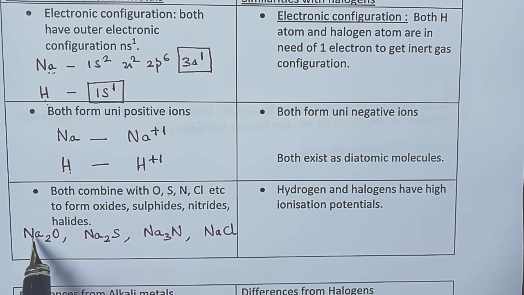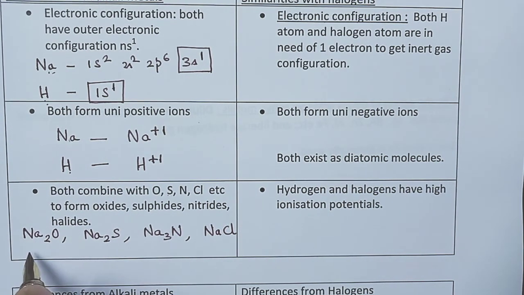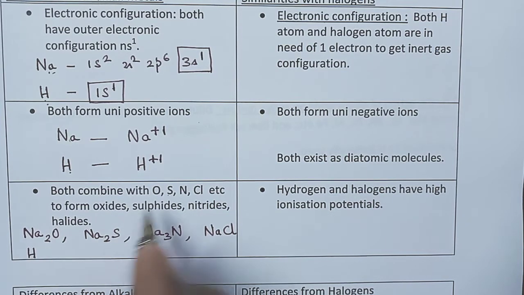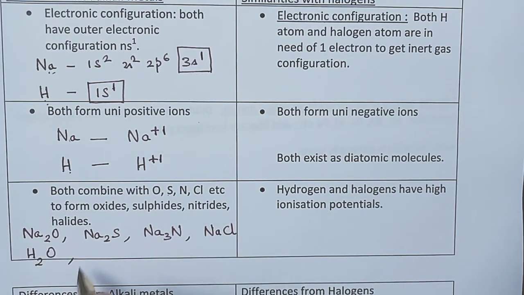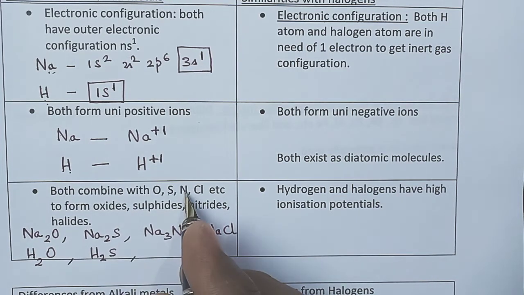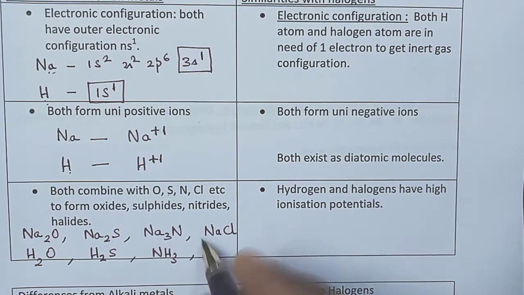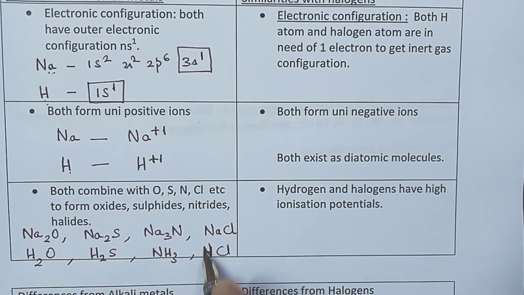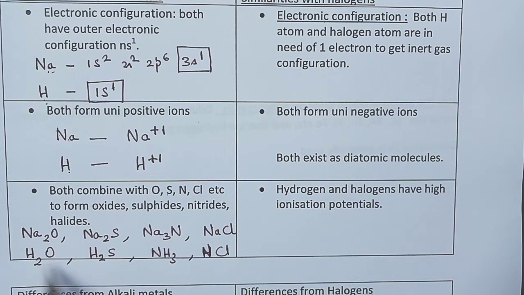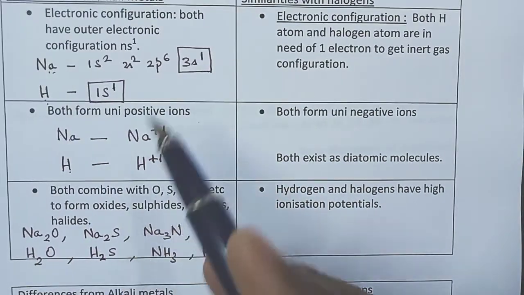Similar to alkali metal, hydrogen will also do the same. Hydrogen combines with oxygen and forms H2O. Hydrogen combines with sulfur and forms H2S. Hydrogen combines with nitrogen and forms NH3, ammonia. Hydrogen combines with chlorine and forms HCl, hydrogen chloride. So hydrogen is behaving the same as the alkali metal sodium. So these are the similarities of hydrogen with alkali metals.